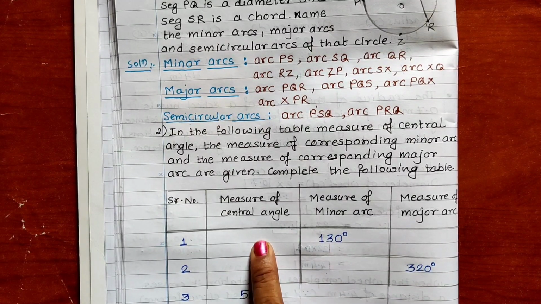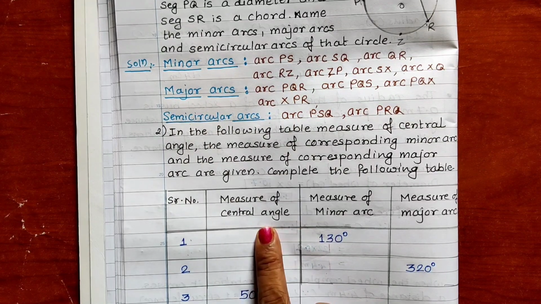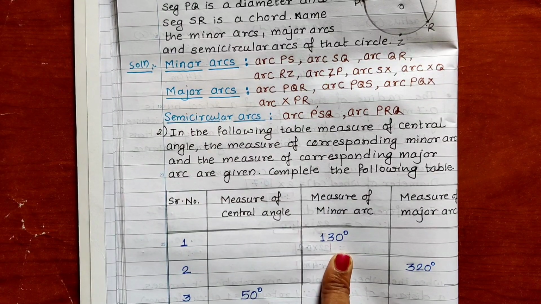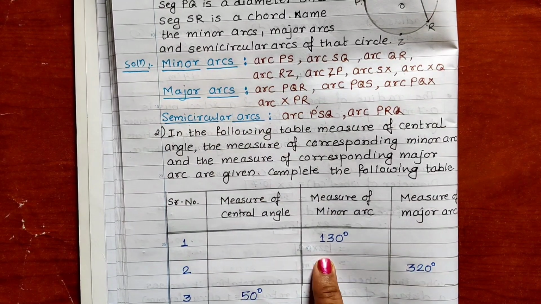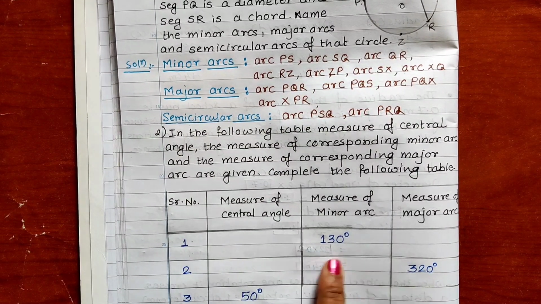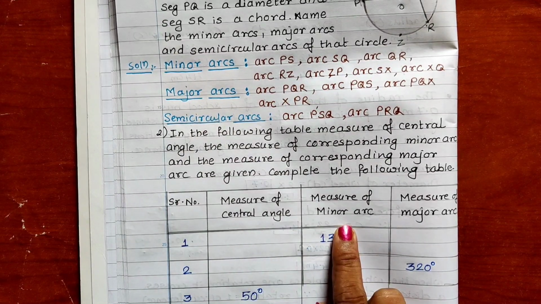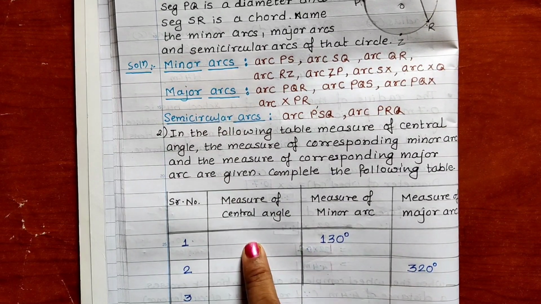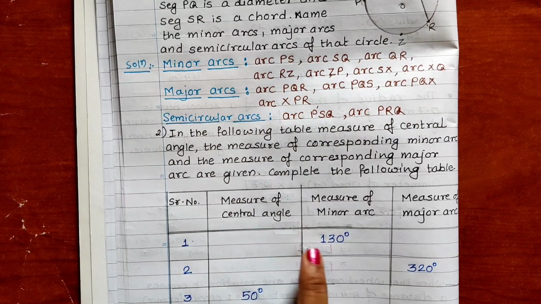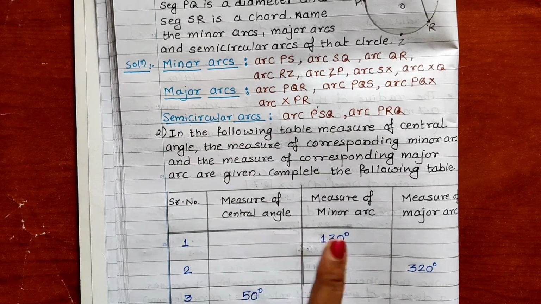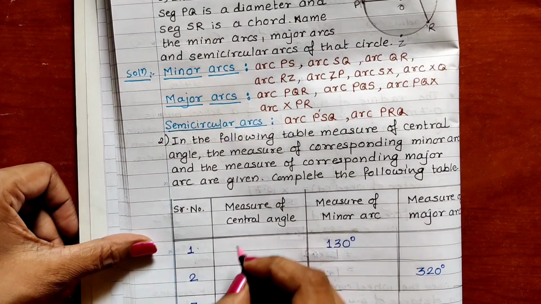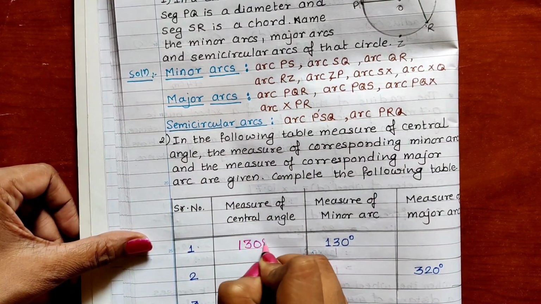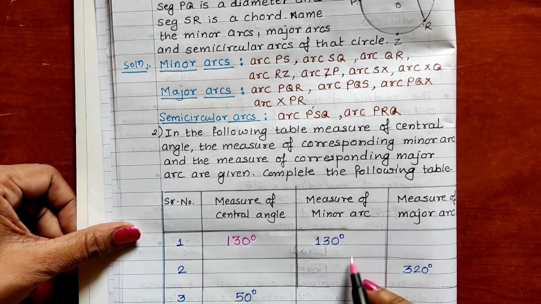and from the measure of minor arc can we write the measure of central angle? Yes, we can, because we all know the property: the measure of central angle is equal to the measure of its corresponding minor arc. We have learned this property in 7th standard also, and now in this bridge course also I have explained this property to you. So if the minor arc measures 130 degrees, the central angle will also measure 130 degrees. So these two columns will be equal. So here I will have to write 130 degrees. So the central angle is 130 degrees, the minor arc is 130 degrees.